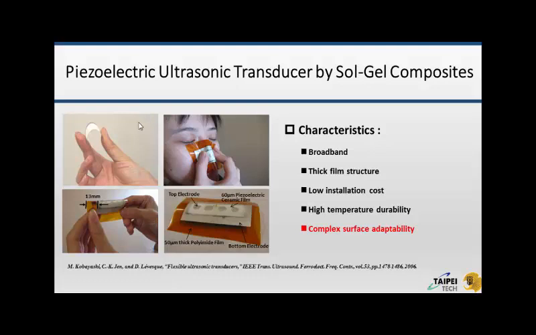curved surface. There's a piezoelectric ultrasonic transducer by Sergio, developed by CNRC in 2006. You can see in the picture here that it is flexible, with a piezoelectric film attached on the polyimide film. The most important thing is its complex surface adaptability.